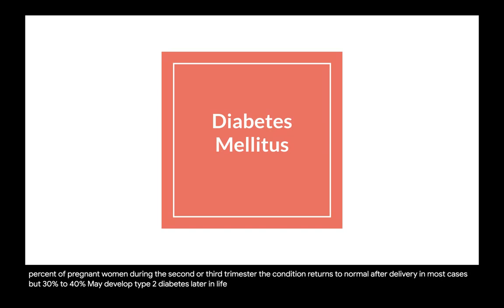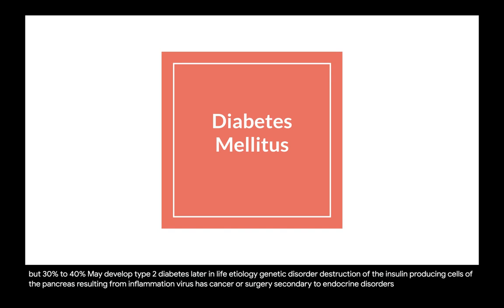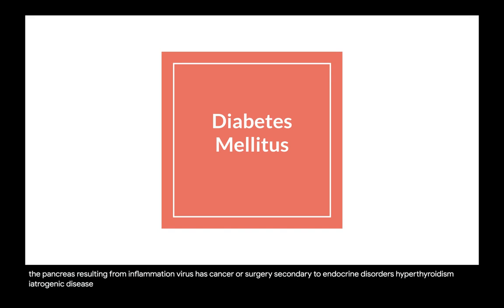in life. Etiology: genetic disorder, destruction of the insulin-producing cells of the pancreas resulting from inflammation, viruses, cancer, or surgery. Secondary to endocrine disorders: hyperthyroidism. Iatrogenic disease after administration of steroids. Obesity. Signs, symptoms, and clinical manifestations.